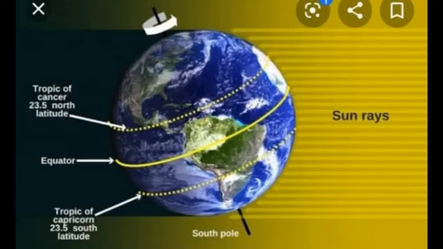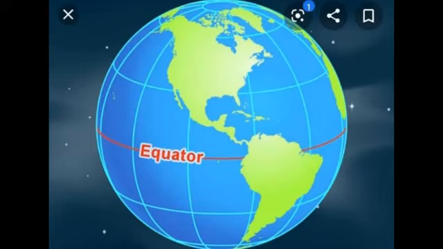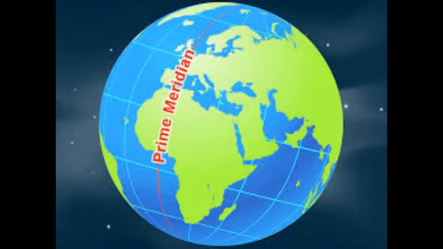Except imaginary lines, there are so many other lines which are drawn on the planet Earth for our convenience. And the most important line is called the equator. Equator is a line which divides the earth into two equal parts. Similarly, there are other lines that are called prime meridians. And prime meridians also divide the earth into two equal parts.